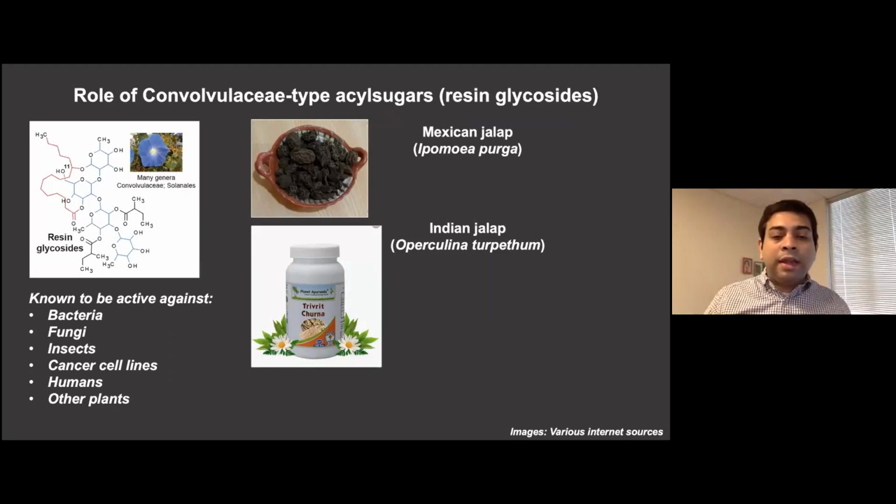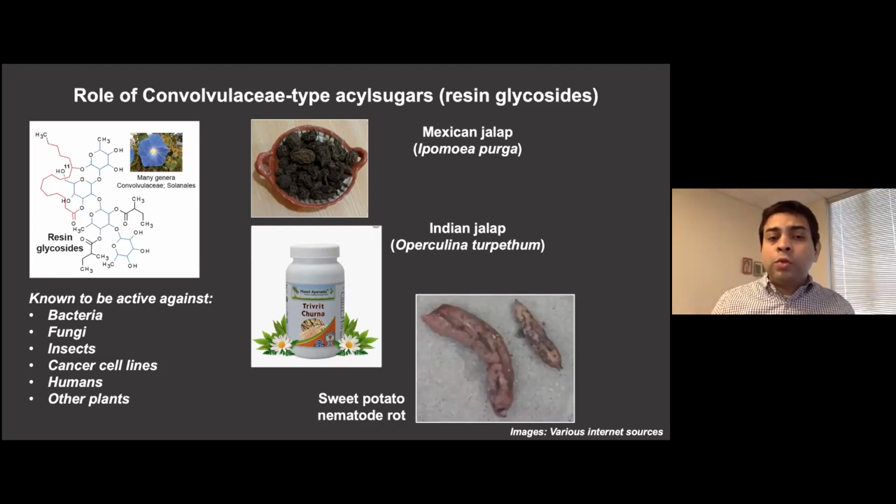as a purgative. Sweet potatoes, which are members of the Convolvulaceae family, sweet potatoes that produce more resin glycosides are known to be affected or less affected by nematode rot and insect damage compared to other sweet potatoes. So these have biological effects. We know they are defensive, they are produced for some reason by these plants, but their ecological role is not known.